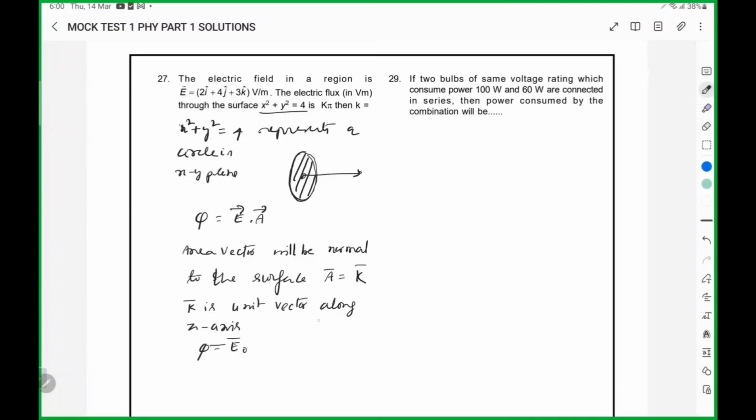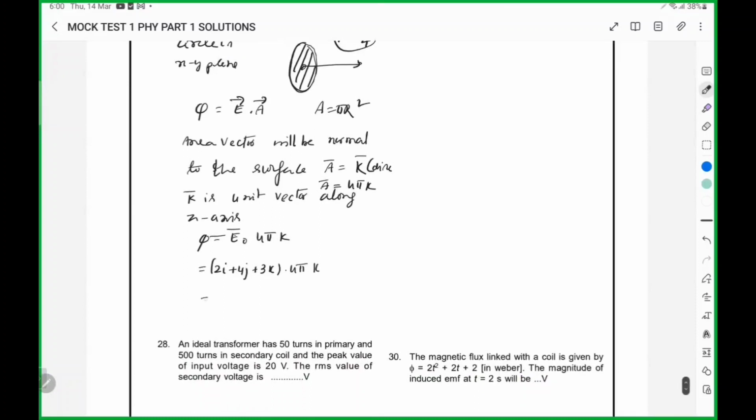Now phi is equal to E dot A, but here the magnitude of this will be pi r square, since it's only the direction that matters. Area is pi r square, where r square is 4 units. So the area vector is 4 pi k. E dot 4 pi k, which is 2i plus 4j plus 3k dot 4 pi k, is 12 pi. We are given it as k pi. The value of k is 12.